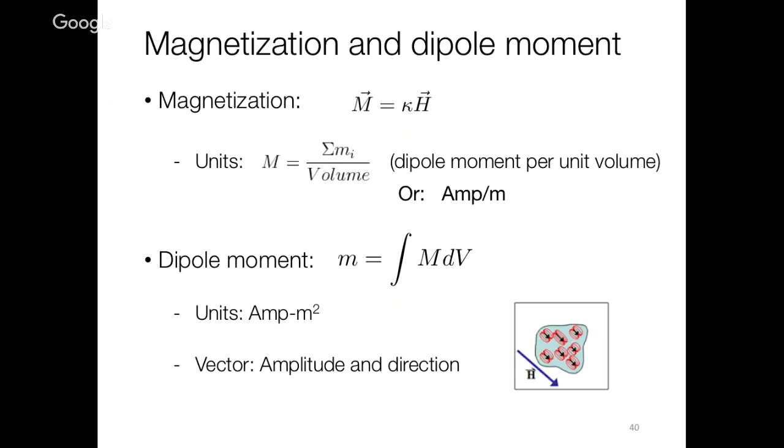The total magnetization or magnetic moment that you get is the integral over the volume of whatever the magnetization was. So that's the same equation I just wrote down here. And that is going to have units of amp meter squared. And this is a vector.